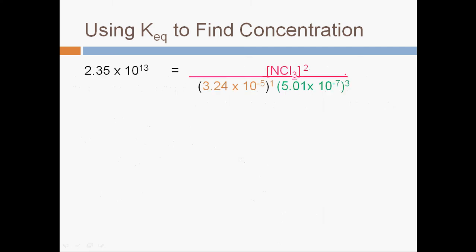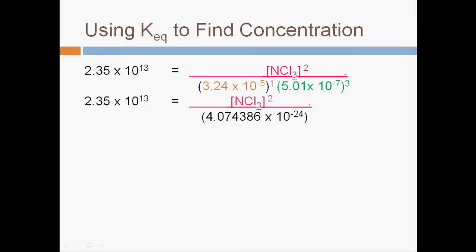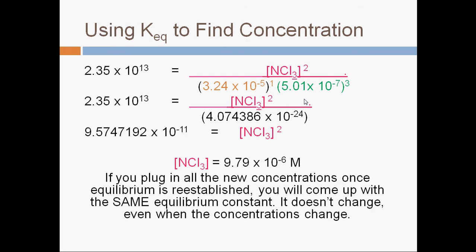Now I've run out of space, so here it is again, same deal. If I multiply everything in the denominator together, I get this number. And then I'm going to multiply this denominator by both sides to get NCl3 squared by itself. And then just to get the concentration on its own, I'll square root both sides. And I determine that the new concentration of my NCl3 is 9.79 times 10 to the negative 6 molar.